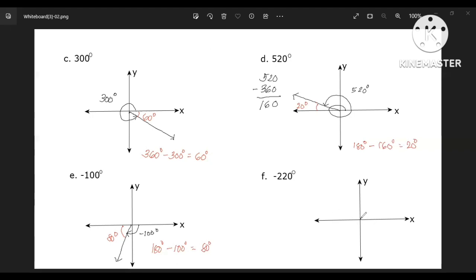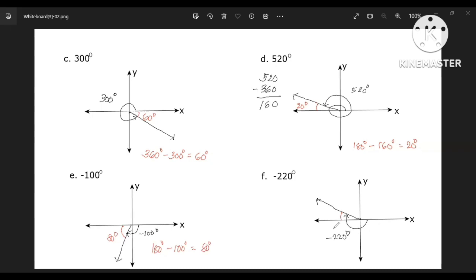Okay, negative 220. Negative 220 is somewhere in the second quadrant, no? Starting from x, pababa po, kasi clockwise tayo. That is 180 plus 40, no? So that is negative 220 degrees. Now, again, the reference angle is the positive angle made by the terminal with the x-axis. So, ito po yun. Okay, positive acute angle.